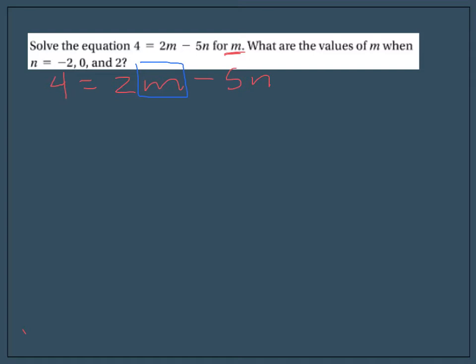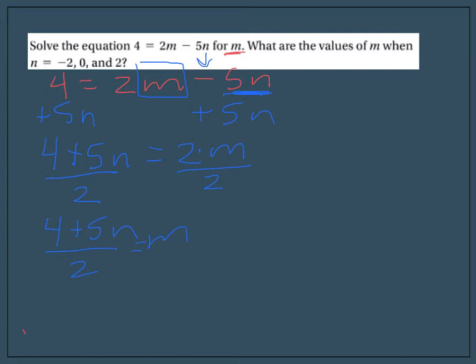So I want to get rid of this 5n first because it's adding or subtracting to my variable. And since it's subtracting, the opposite of subtracting would be adding. Now when I add 5n to both sides of my equation, I cannot combine those two terms because they are not the same. And then the next step, this is times, so the opposite of timesing something would be dividing. So I'm going to divide by 2. So now I know that 4 plus 5n divided by 2 is equal to m.